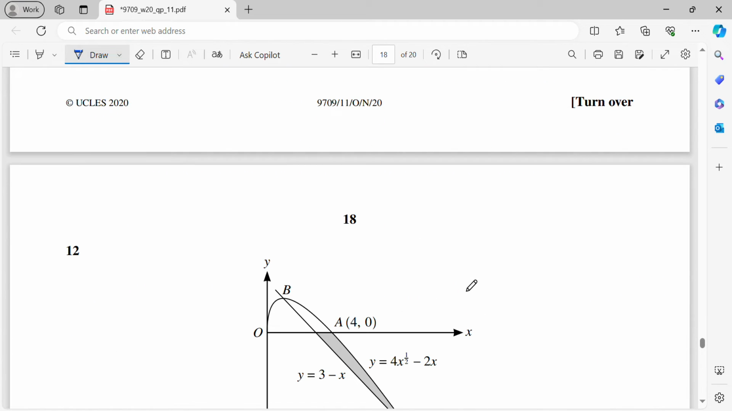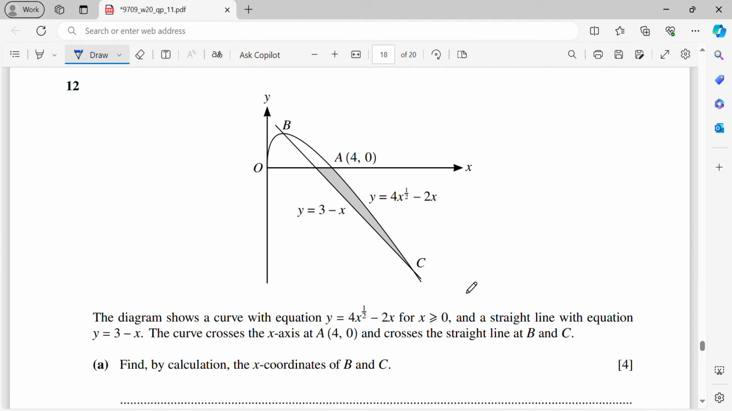Okay, next question, number 12. The diagram shows a curve with equation, where x is greater than or equal to 0, and a straight line with equation y equals 3 minus x. So there is one curve and there are two graphs here. The first is the curve, the second is a straight line. The curve crosses the x-axis at point A (4, 0), and crosses the straight line at B and C. Find by calculation the coordinates of B and C.